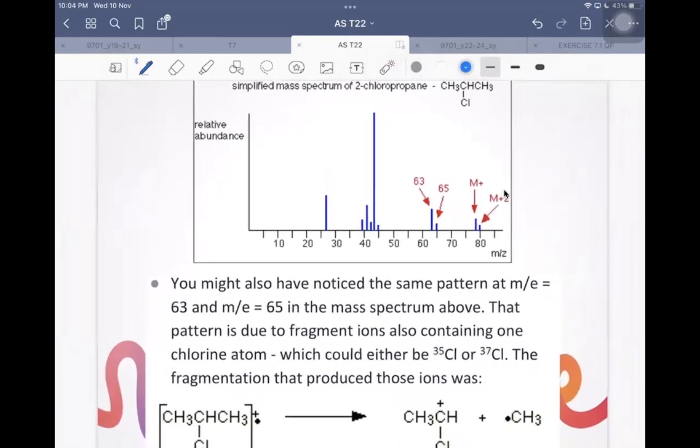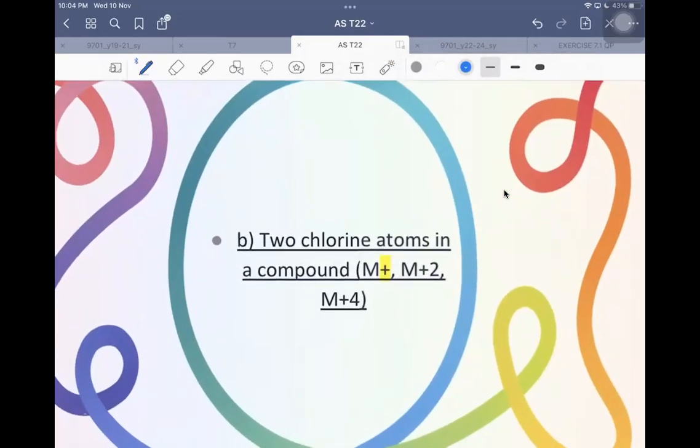All right, moving on. The two chlorine atoms in a compound give M+, M+2, and M+4. I believe there is a typo in your notes. The M should be M+ because the molecular ion has a charge, which is +1.